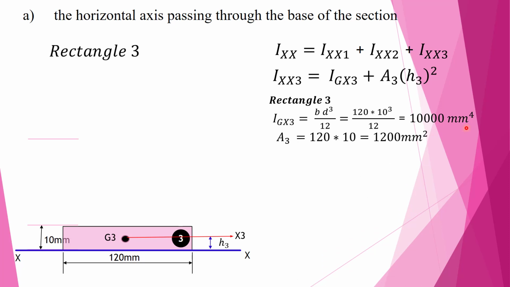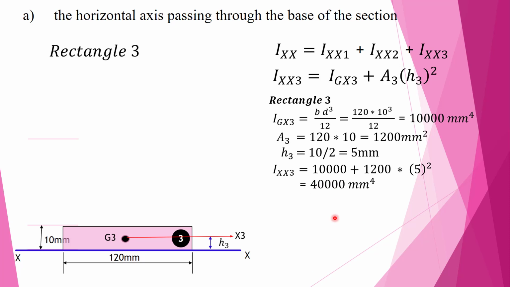Then A3, 120 into 10, that is 1200 mm square. And what is h3? h3 is the distance between these two axes. So that will be 10 by 2, which is equal to 5 mm. Therefore, Ixx3 is equal to 10,000 plus 1200 into 5 square, which will be equal to 40,000 mm raised to 4.